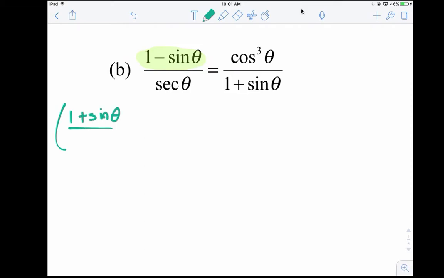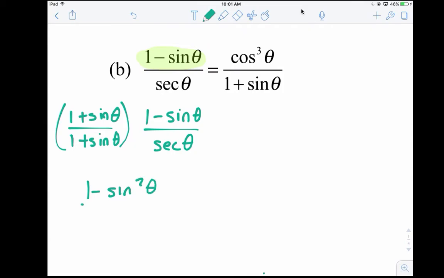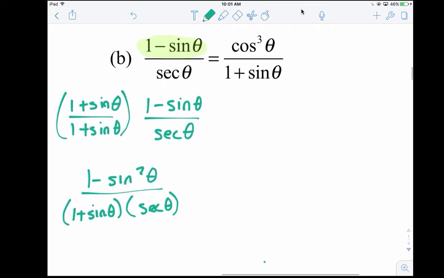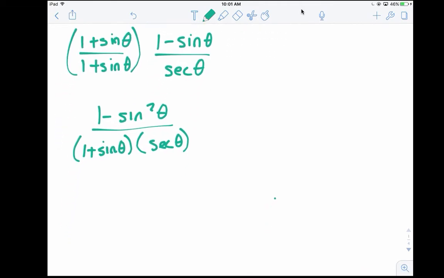Now I think you could probably do the other side as well. Just, my personal preference, I did the left side. Okay, so when you multiply that through, you get 1 minus sine squared divided by 1 plus sine times secant. Now you guys know 1 minus sine squared turns into cosine squared. And then you have 1 plus sine.